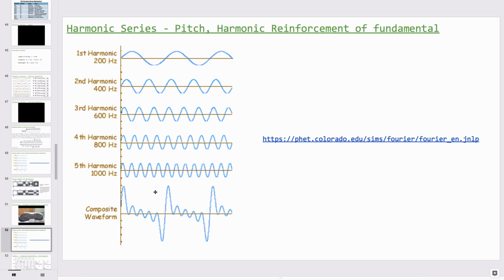So we're going to look a little bit more at this, because what happens is you have a pitch that's generally assigned by the first harmonic or the fundamental. That's where you get your basic pitch of the tone you hear. But then all these waveforms above will give you your timbre. So we're going to talk about timbre today.